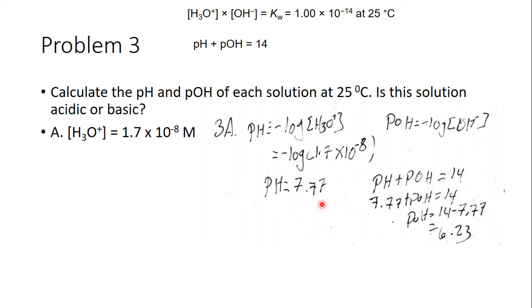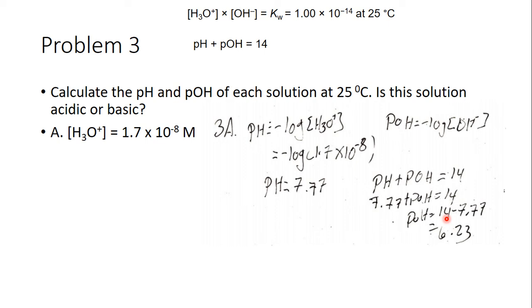Now to get pOH, we have this equation. In water, the pH plus the pOH always equals 14. So pH is 7.77 plus pOH equals 14. I want to solve for pOH, so I subtract 7.77 from each side. pOH equals 6.23.